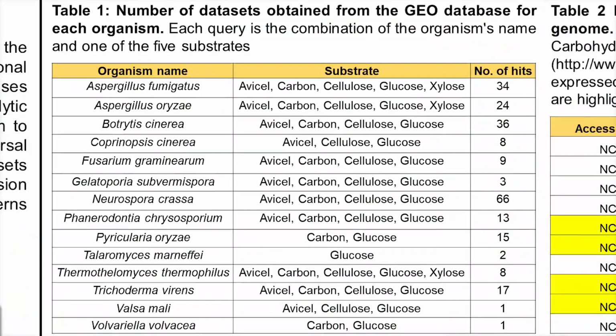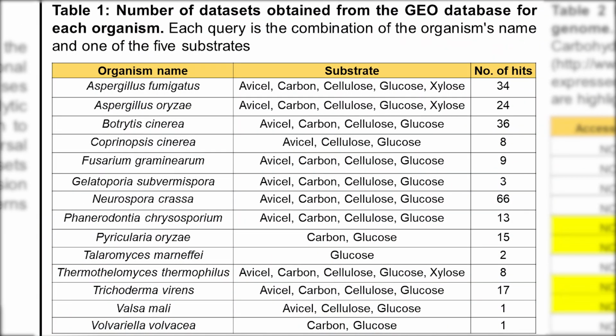Each query searched against the GEO database consists of an organism name and one of the 5 carbon source names. A total of 237 datasets from 14 fungal organisms were obtained using the initial queries. Results from the differential gene expression analysis of these datasets will be used to establish the GEO study LPMO coding gene relationship in the knowledge base network.